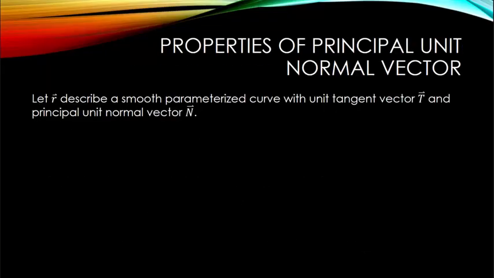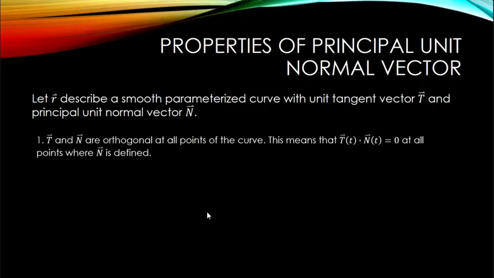Now let's talk about the properties of the principal unit normal vector. I'll start with a vector r that describes a smooth parametrized curve and has a unit tangent vector of capital T and a principal unit normal vector of capital N. The vector capital T and the vector capital N are orthogonal to each other at all points of the curve. This means that the dot product of the unit tangent vector with the principal unit normal vector will give me 0 at all points where the principal unit normal vector is defined.